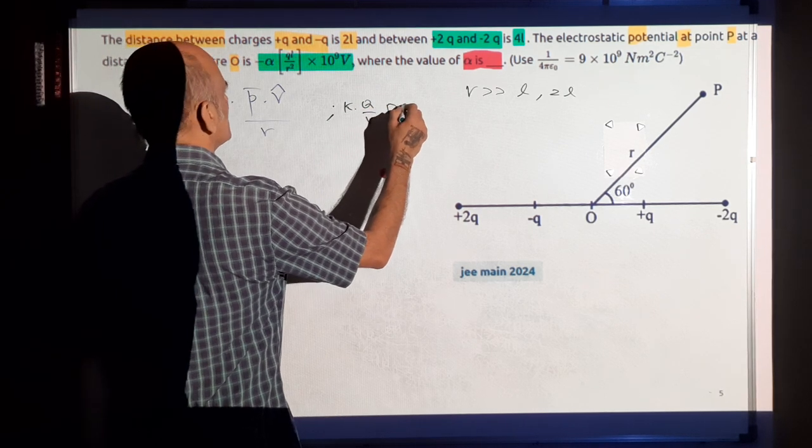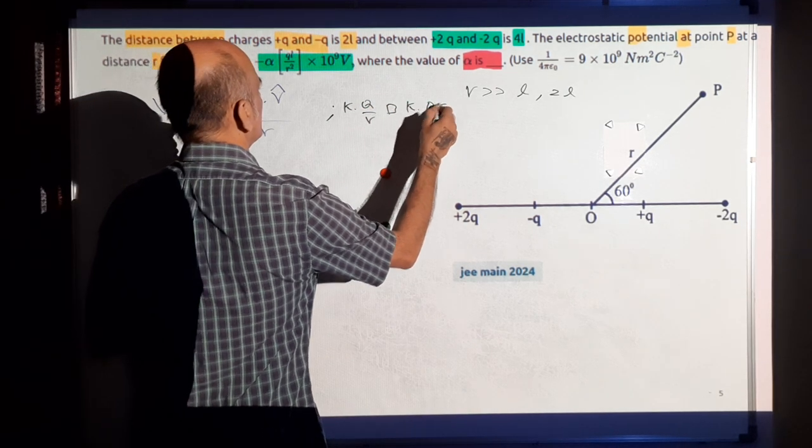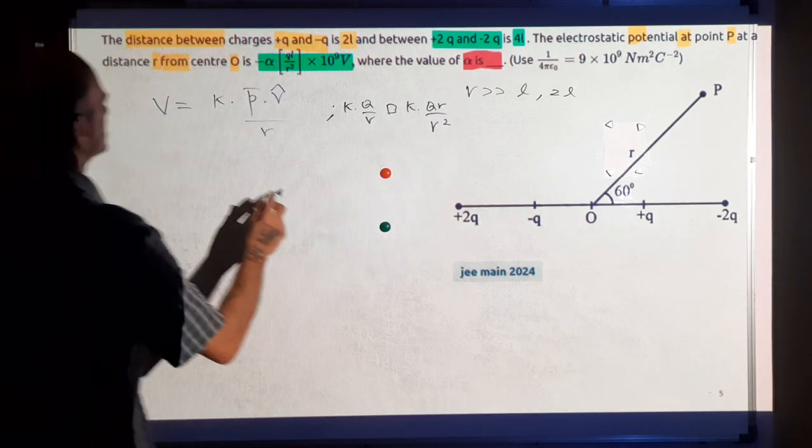So the dimension of this is the same as K into Q into R by R square, and Q has the same dimension as P.